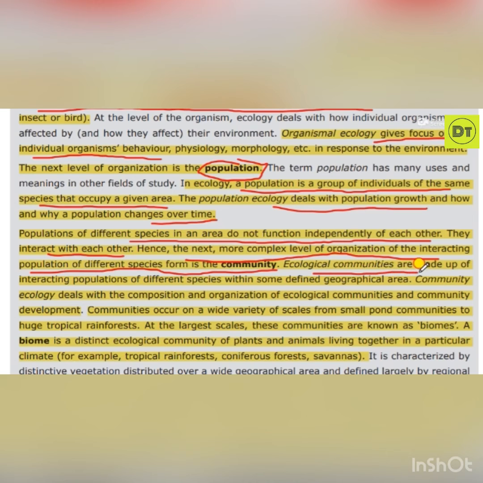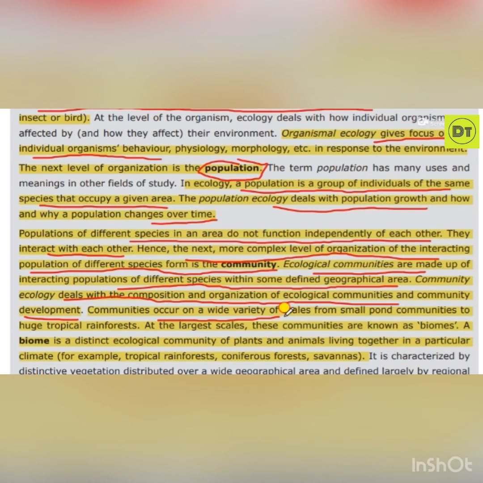Ecological communities are made up of interacting populations of different species within some defined geographical area. Now, groups of populations of different species living in a particular area form an ecological community. Community ecology deals with the composition and organization of ecological communities and community development. Unlike the population ecology, which was concerned with the growth and development of the population or its changes, community ecology will deal with changes, organization, composition of the community as a whole.